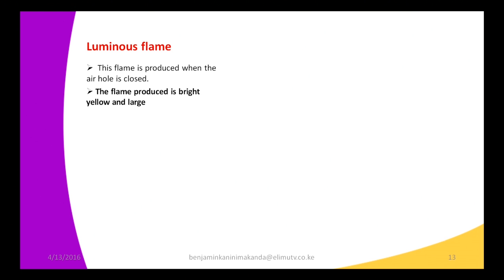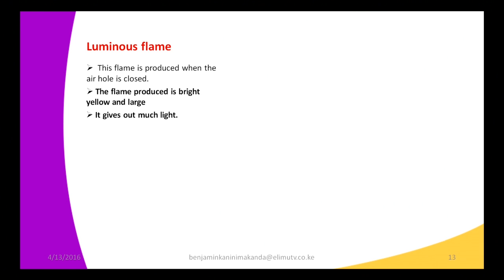Another thing about luminous flame that we should be able to recall is that the flame produced is bright yellow and large. Bright yellow and large. If you have a candle, or you may conduct this experiment later on and make your observations, you light a candle, look at the color of the flame and the intensity of light. If it is bright yellow and the flame is large in size, then that flame is a luminous flame.